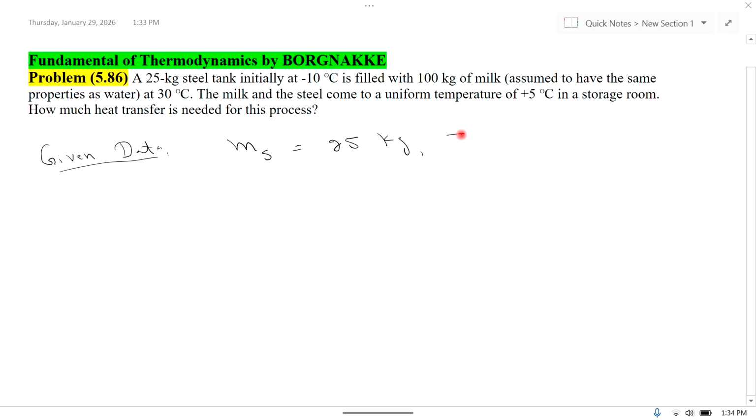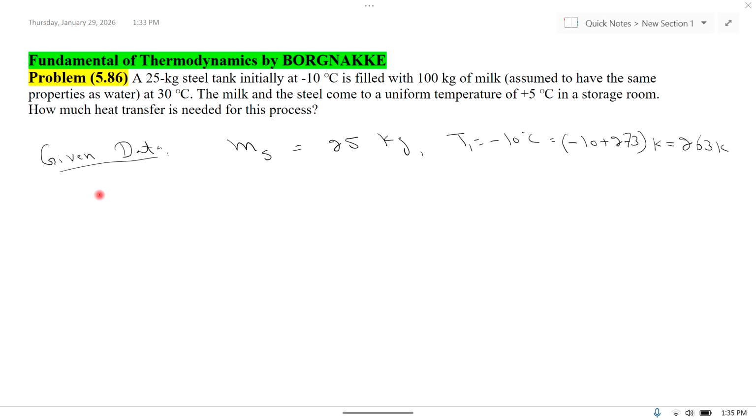Initial temperature T1 is equal to minus 10 degrees centigrade, and in Kelvin this value is equal to minus 10 plus 273 Kelvin, which is equal to 263 Kelvin. It is filled with 100 gram of milk assumed to have the same property as water. It means that the property of milk will be similar to the water.